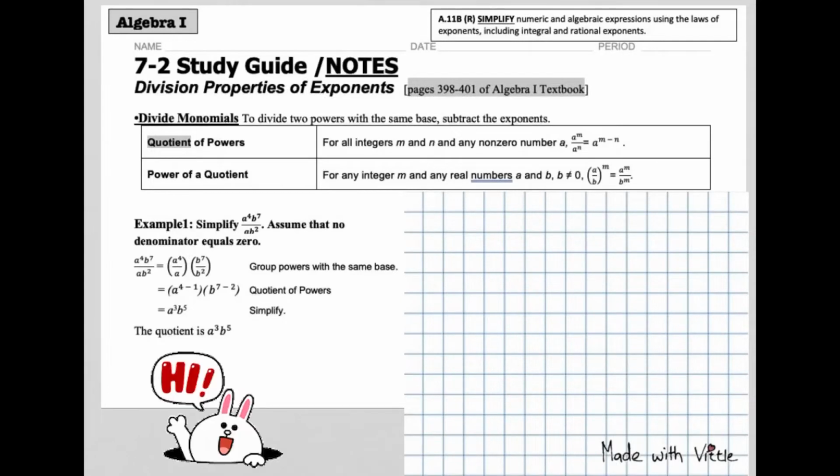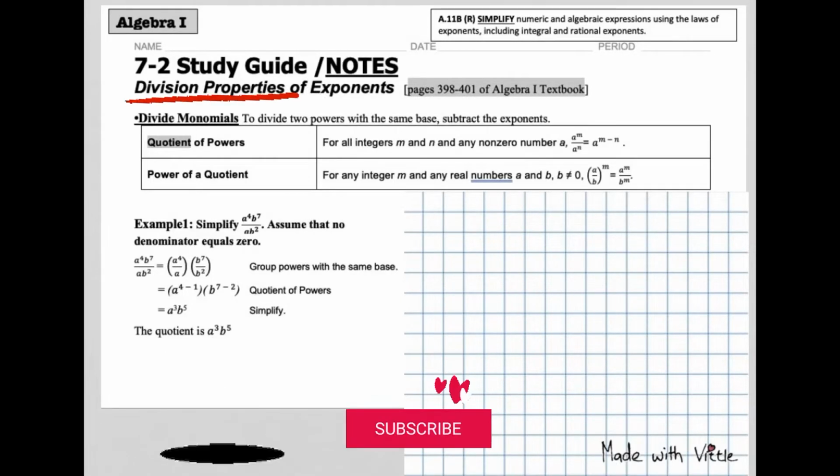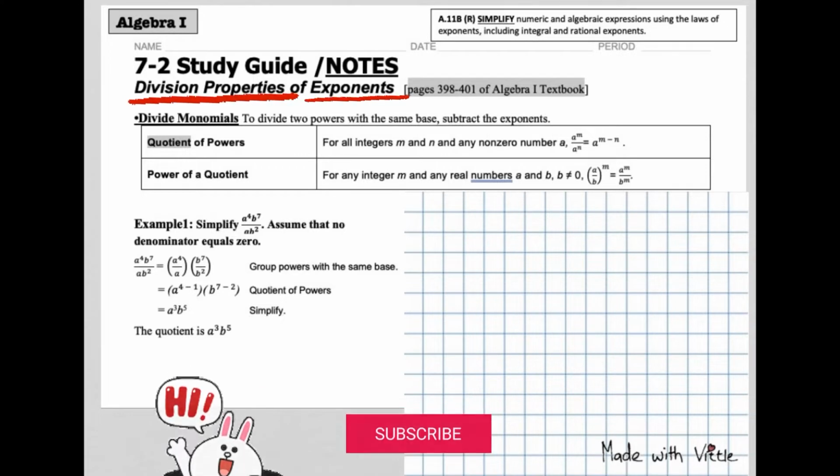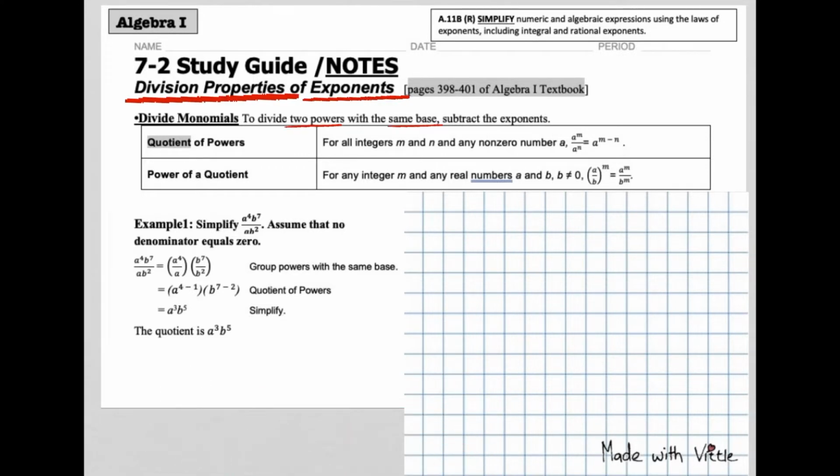Hello students, now our topic is on division properties of exponents. To divide two powers with the same base, subtract their exponents. And when you're getting the power of a quotient for any integer m and any real numbers a and b, you just have to multiply or distribute the power. And if they're the same base, then you subtract their powers.